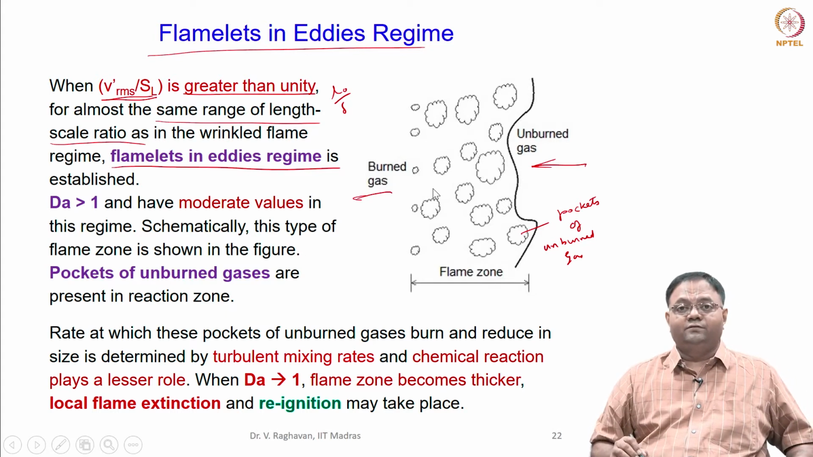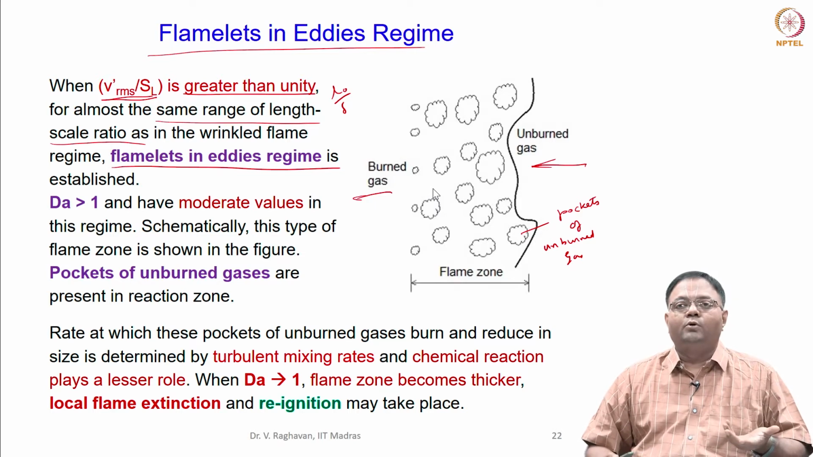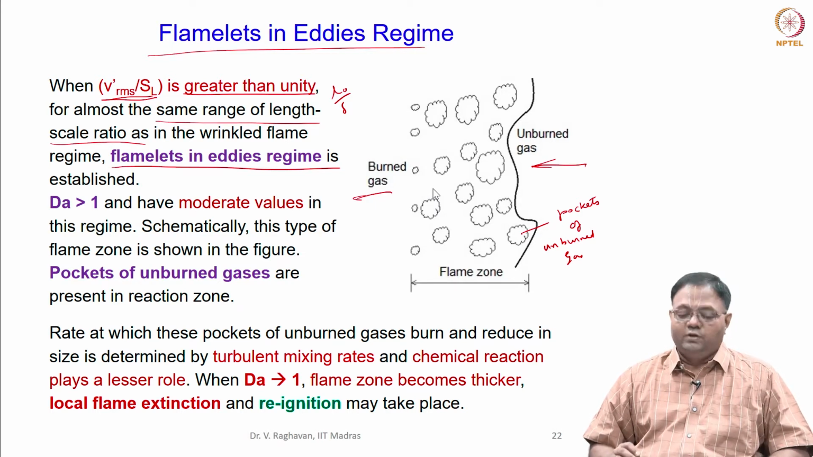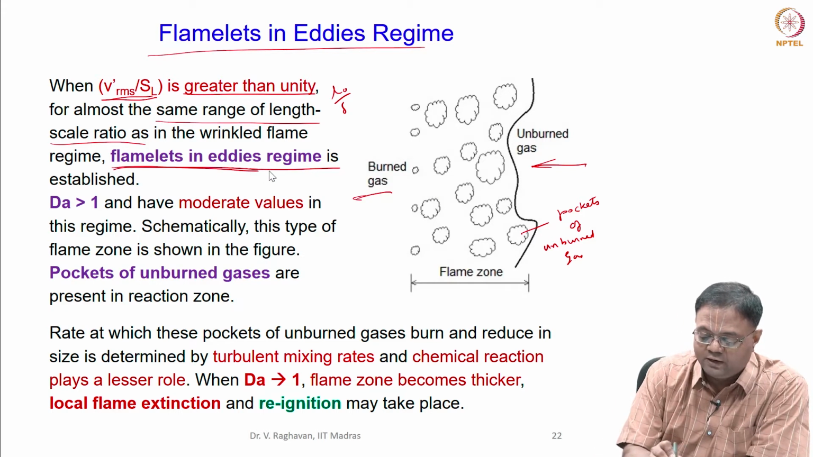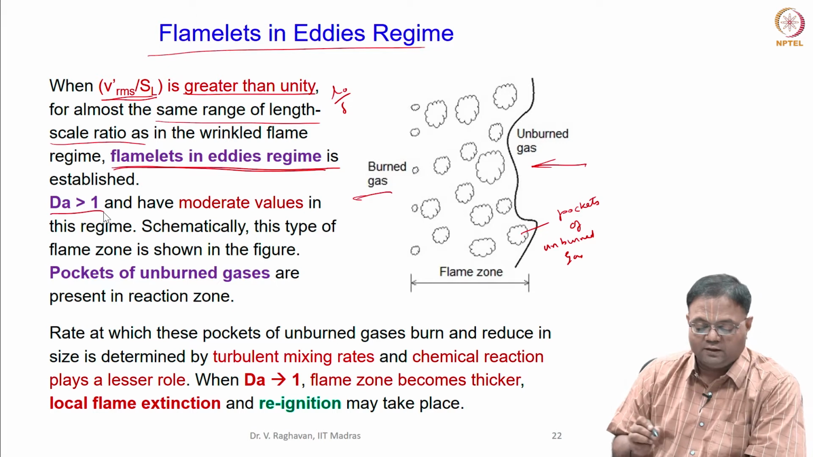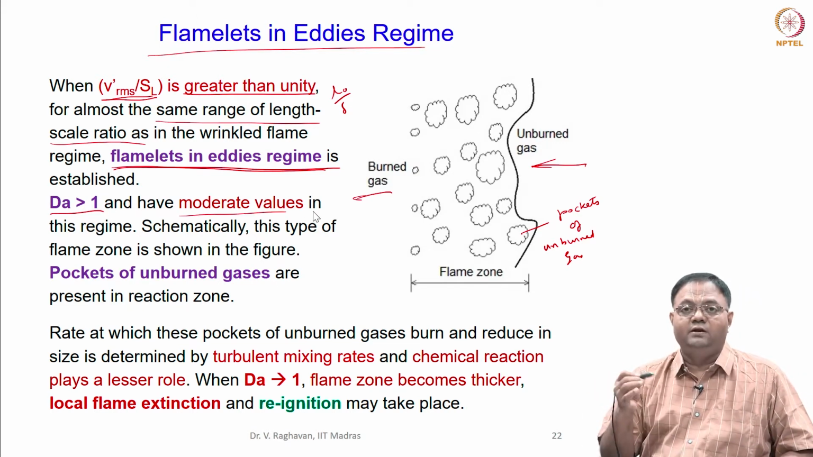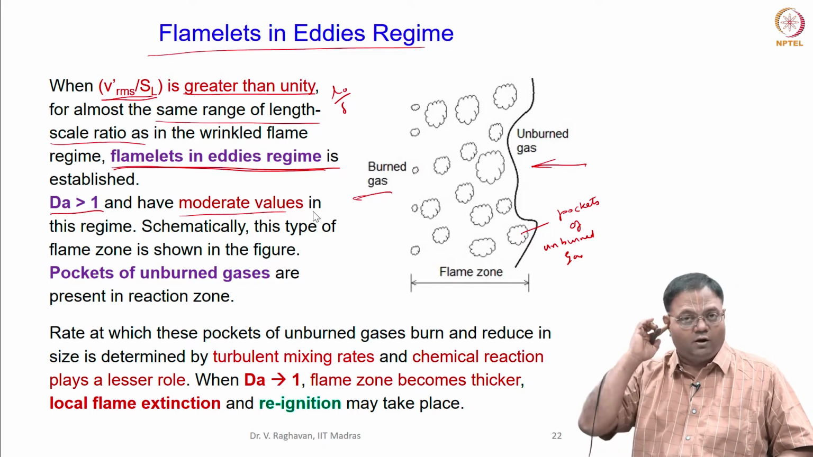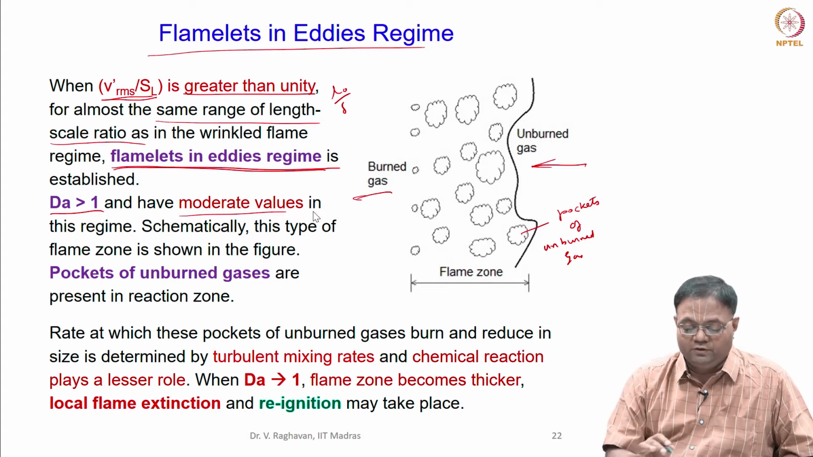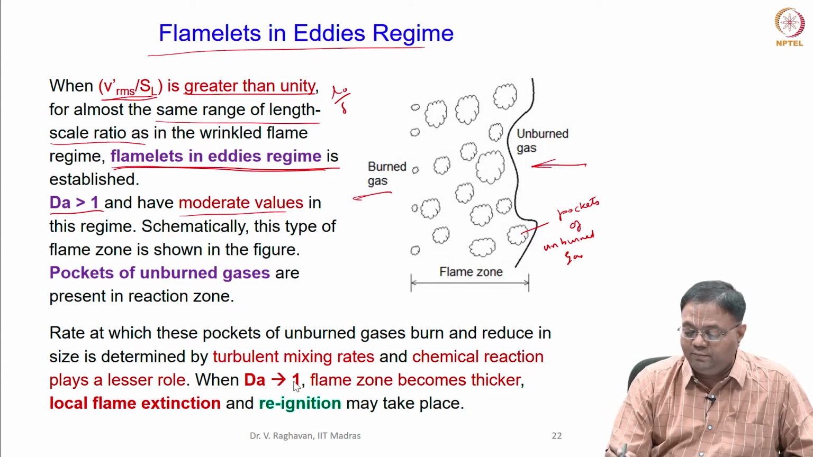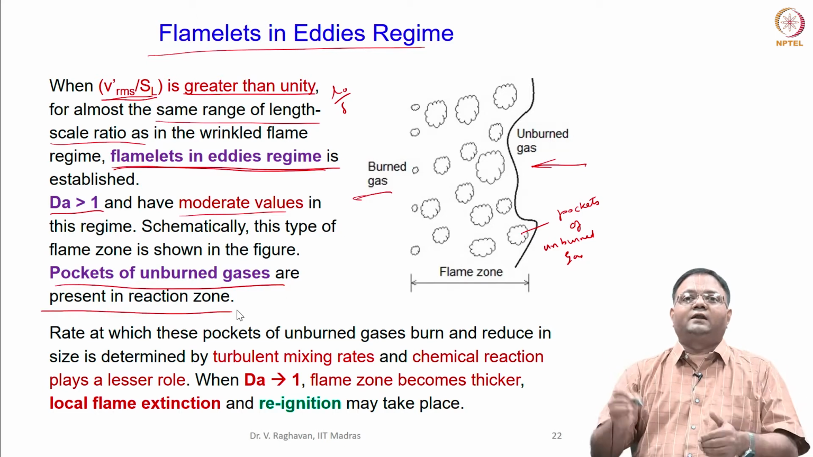of the gases. That means that the kinetic mechanism alone is not able to completely consume the reactants. So, the eddies are also contributing to that. So, in the flamelets in eddies regime, the Damkohler number is greater than 1 and has a moderate value. The Damkohler number is not very high here, Da is not much greater than 1, it is only greater than 1, but has moderate values in this regime. You can see the pockets of unburned gases are present in the reaction zone. This is the characteristic of this particular regime.